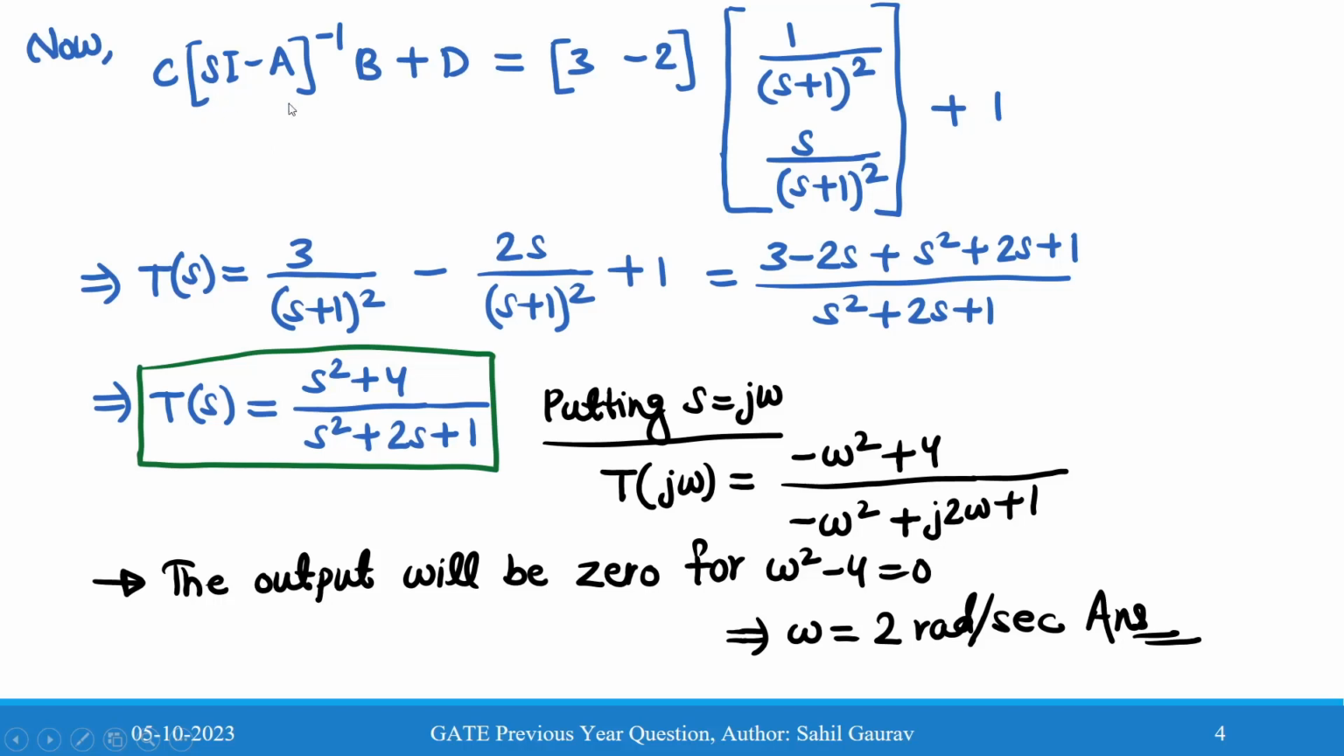Now taking all of these terms, C (sI minus A) inverse B plus D, we get the final transfer function. T(s) will be 3 divided by (s plus 1) whole squared, minus 2s divided by (s plus 1) whole squared, plus 1. On simplifying, we get 3 minus 2s plus s squared plus 2s plus 1, over s squared plus 2s plus 1. The 2s cancels out. Therefore, T(s) is equal to (s squared plus 4) divided by (s squared plus 2s plus 1).